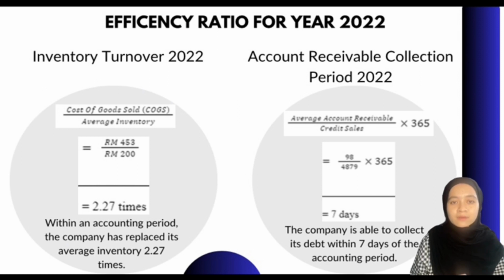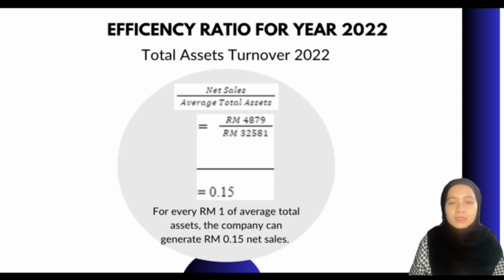Secondly is account receivable collection period. 2022 is 7 days, which is longer than 2017. It means that the company is able to collect its debt within 7 days of the accounting period. Last but not least is total assets turnover. 2022 is RM56. It means that for every 1 ringgit of average total assets, the company can generate RM50 net.